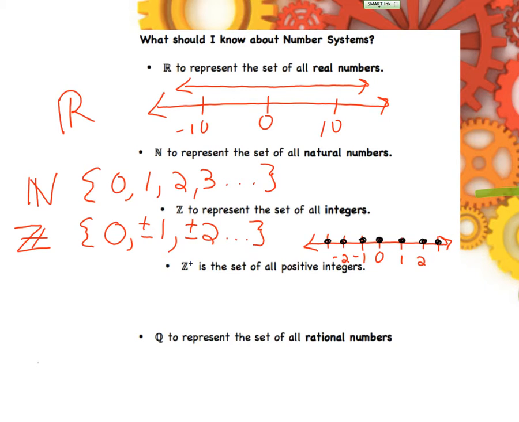So then we've got the set of all positive integers, which the notation is a Z plus, so just positive integers. Positive integers is very, very similar to the set of natural numbers. There's just one thing that's different. We don't have 0, because 0 is not positive, it's not negative either, but that's the only thing that's different between your natural numbers and your positive integers.